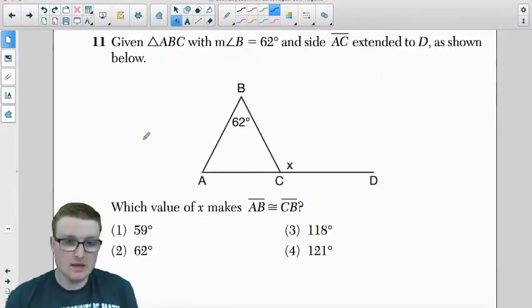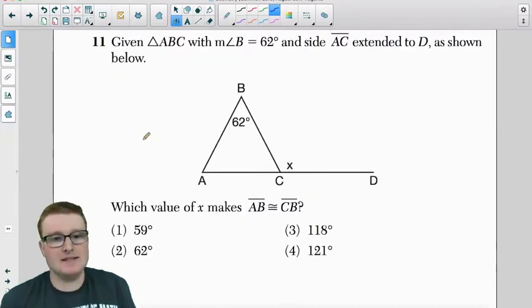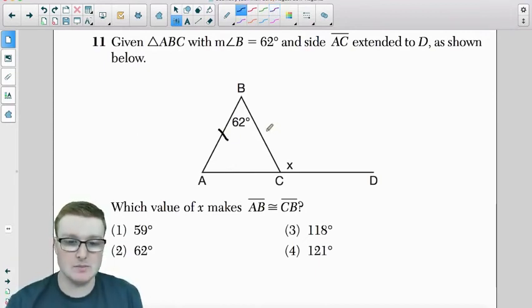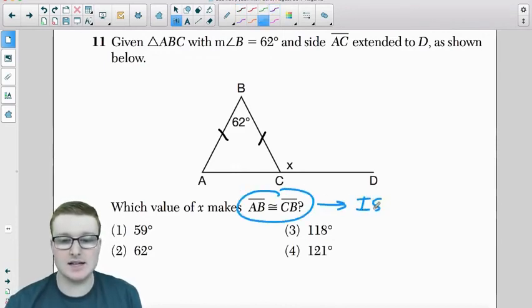Number 11. Given triangle ABC with the measure of angle B equaling 62 degrees and side AC extended to D as shown below, which value of x would make AB congruent to CB? In other words, which value of x would make this an isosceles triangle?